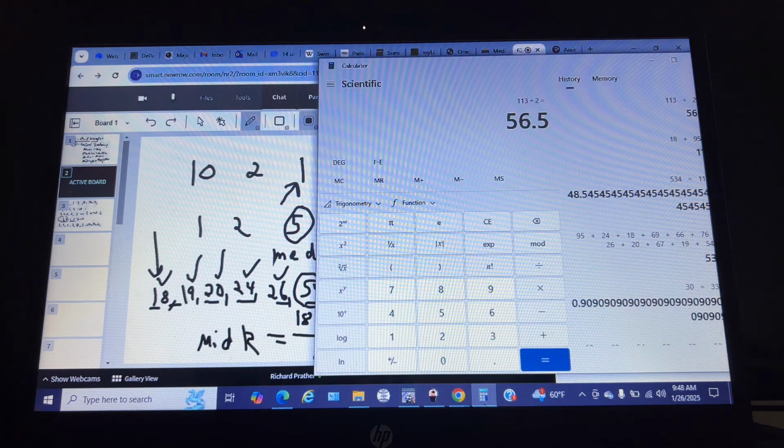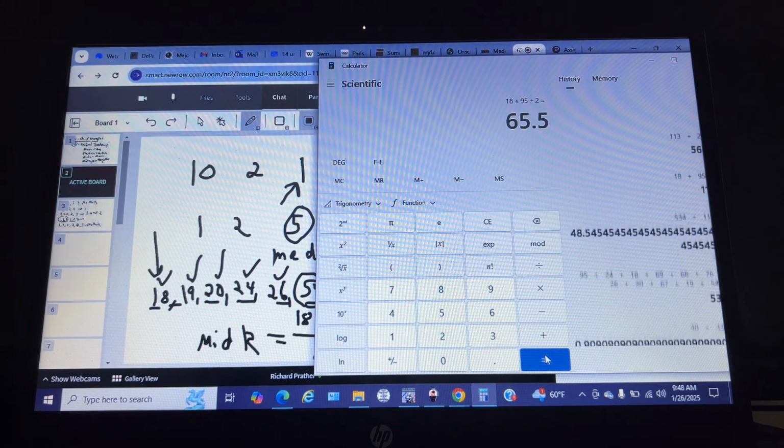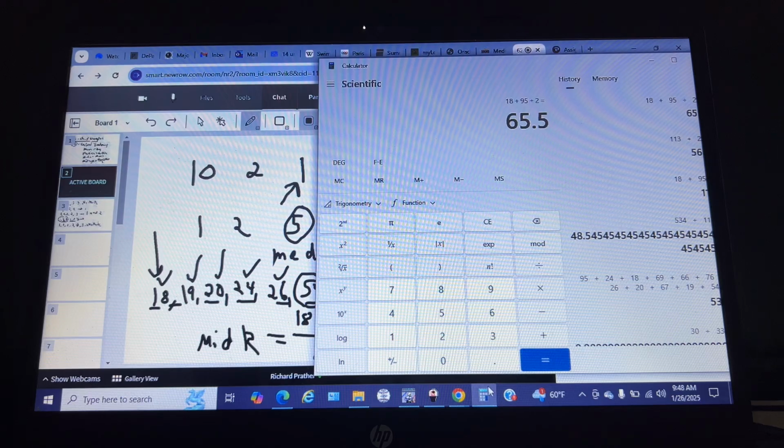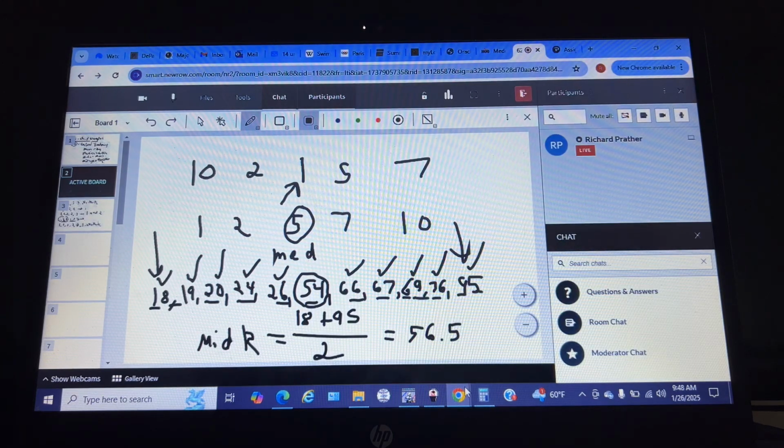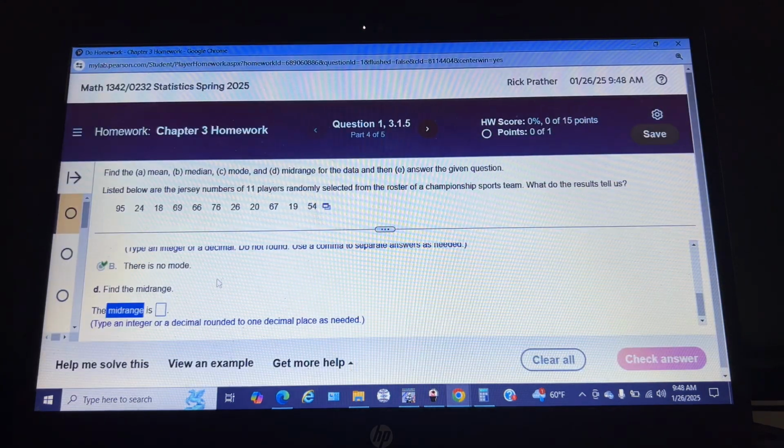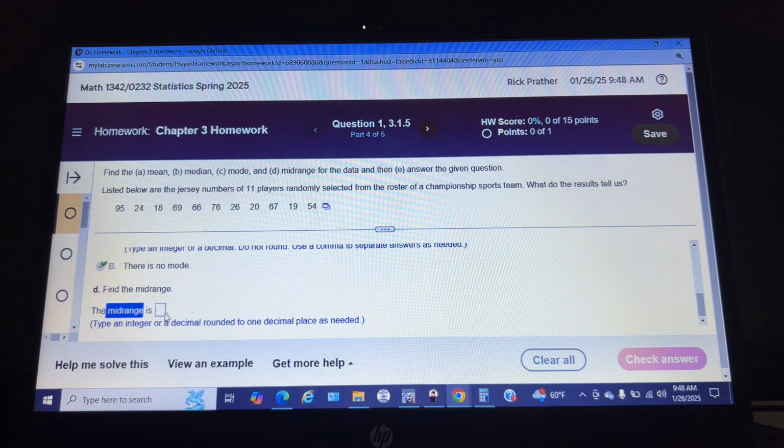Some people know how to do a problem and they get it wrong because maybe their calculator messes them up. 18 plus 95 divided by 2. If you don't press equals in between, it's only going to divide the 95 by 2 and you get a wrong answer and you wouldn't even know it probably. So you've got to know how to operate your calculator so you don't mess it up.